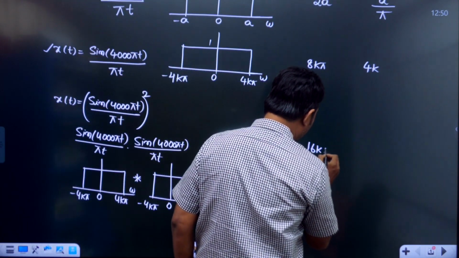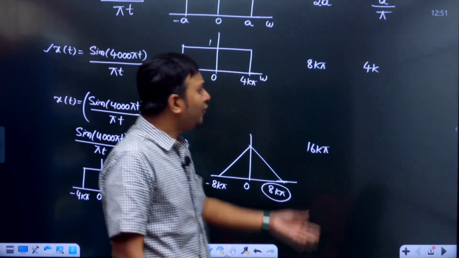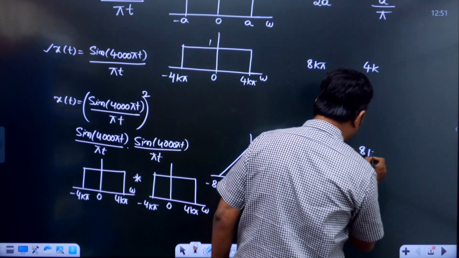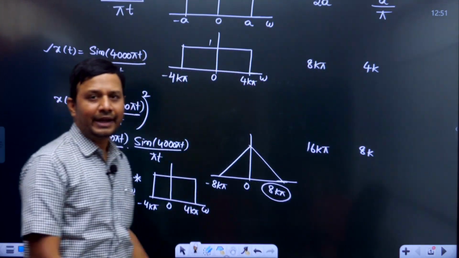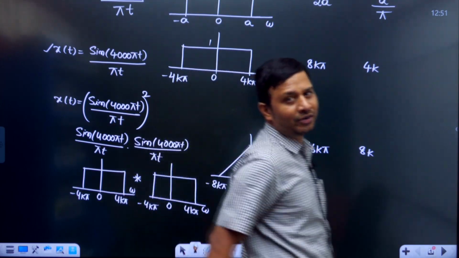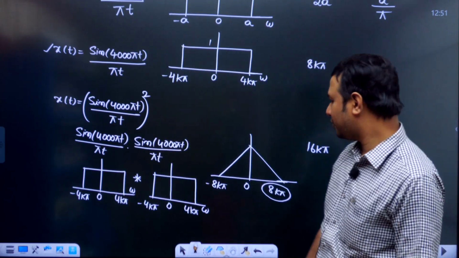16,000π radians per second. If you want it in terms of hertz, divide by 2π: 8000 hertz, right? Nyquist interval is 1 by 8000 seconds, that's it. In this way you are going to calculate the Nyquist rate and Nyquist interval.